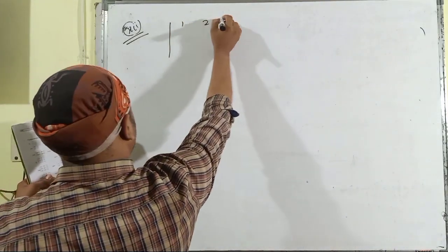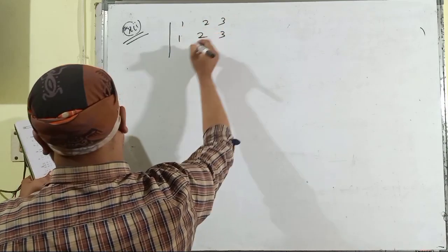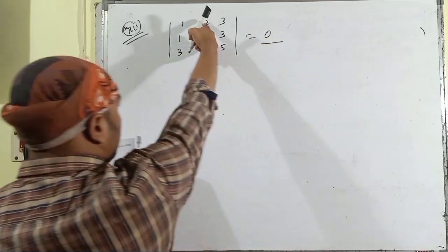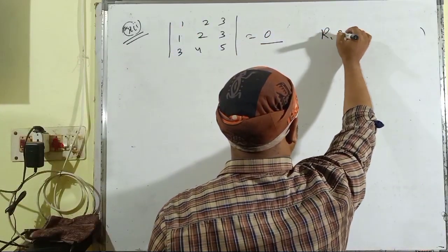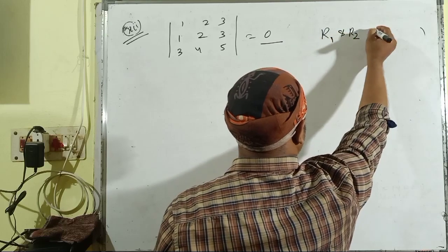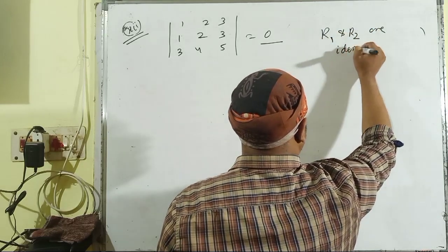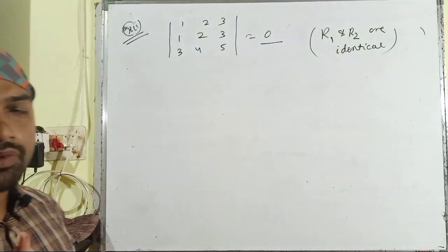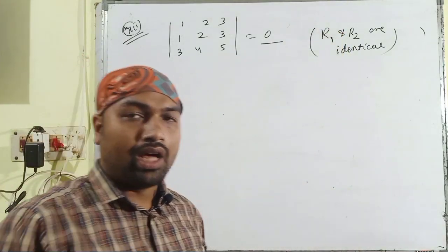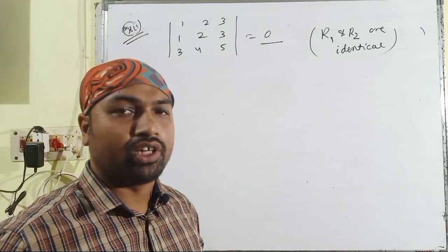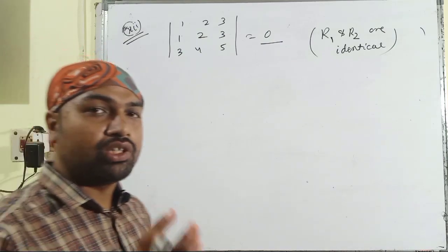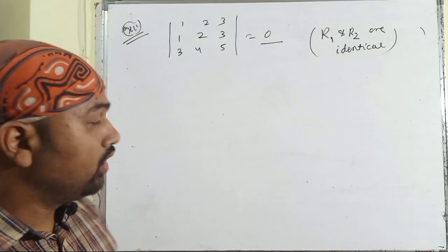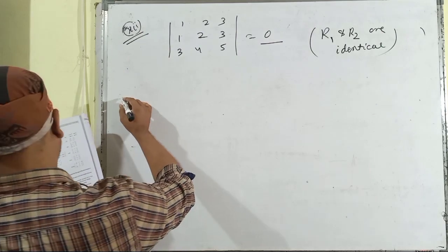Determinant of 1, 2, 3, then again 1, 2, 3, then 3, 4, 5. It is equal to 0 because row 1 and row 2 are identical. The various questions from the chapter of determinants are solved by using the properties of determinants. So just remember the properties of determinants and then go for the solution of the various questions that are based upon the determinant topic. Then moving towards the next bit.